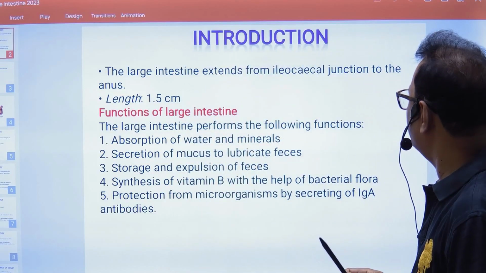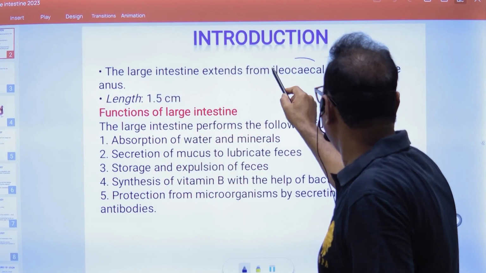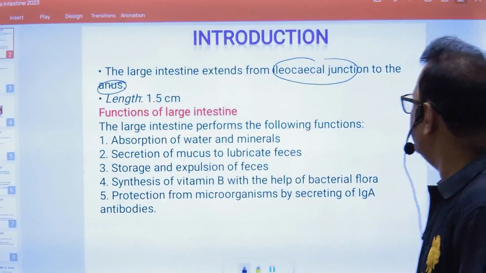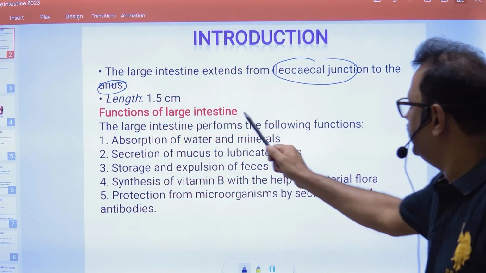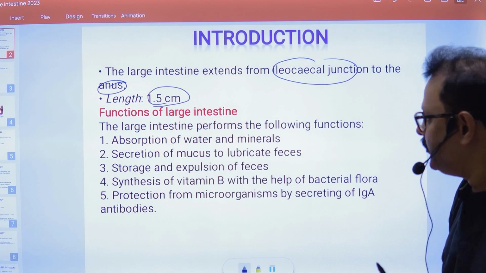So today we will talk about the large intestine. The large intestine extends from the ileocecal junction to the anus, and its length is 1.5 meters.